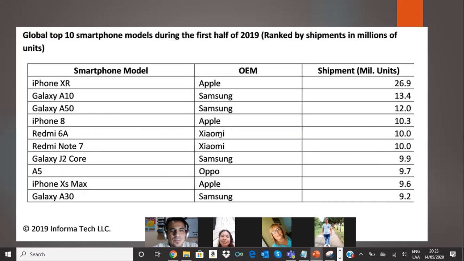Redmi, Xiaomi. Redmi Note 7, ¿cómo se dice? Xiaomi, okay. And Samsung. And then you have Apple, and then Samsung again. So, this is the cell phones, okay? Esto es por mil, so 27,000, 13,000, 12,000, okay?